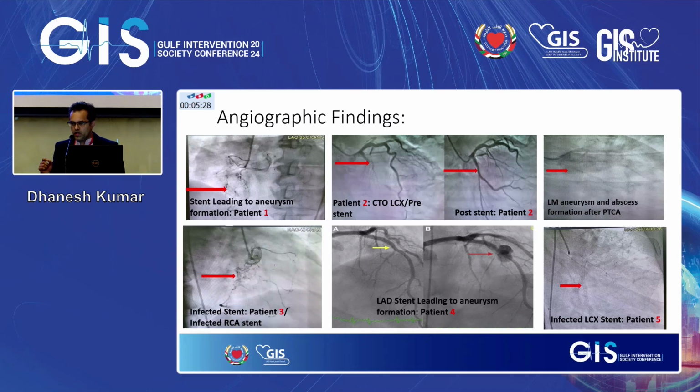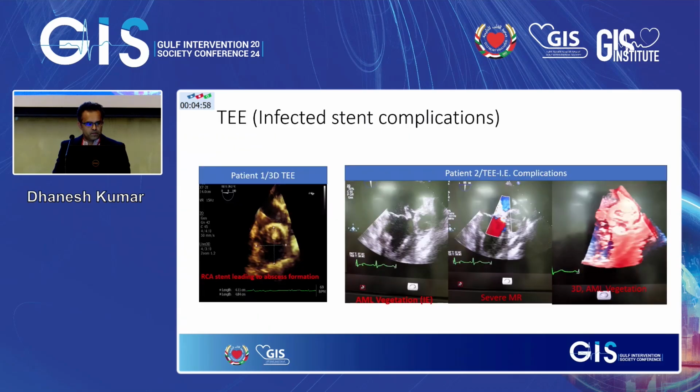That abscess was going to the LVOT tract, communicating with the left atrium and going to the mitral valve, involving the mitral valve, causing infective endocarditis and vegetation formation on the mitral valve. The third patient also presented after RCA stenting, as you can see in the picture, and it led to pseudoaneurysm formation. In the fourth patient, after LAD stenting, there was pseudoaneurysm formation. And the fifth patient had multiple LCX stents, which later presented with pseudoaneurysm formation.